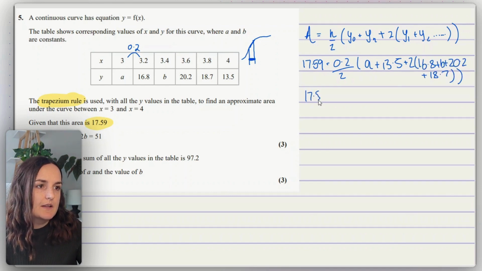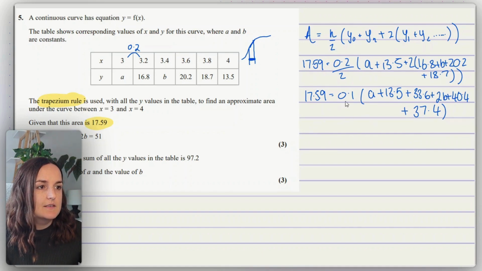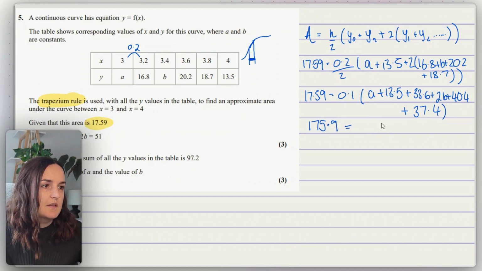Okay, I'm going to simplify it a little bit, so that we've now got this expression here. So I've just expanded out that 2 and divided this by 2. And then I'm going to divide here by 0.1. Rather than timesing all of these by 0.1, I'm going to divide by 0.1. That's 175.9 equals, and then we can simplify this.